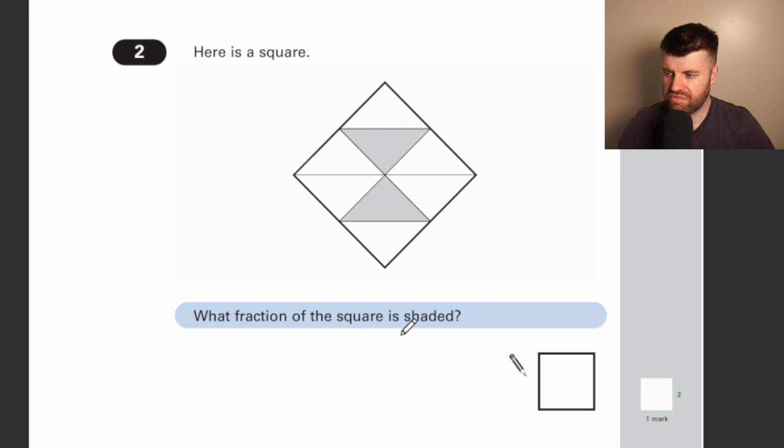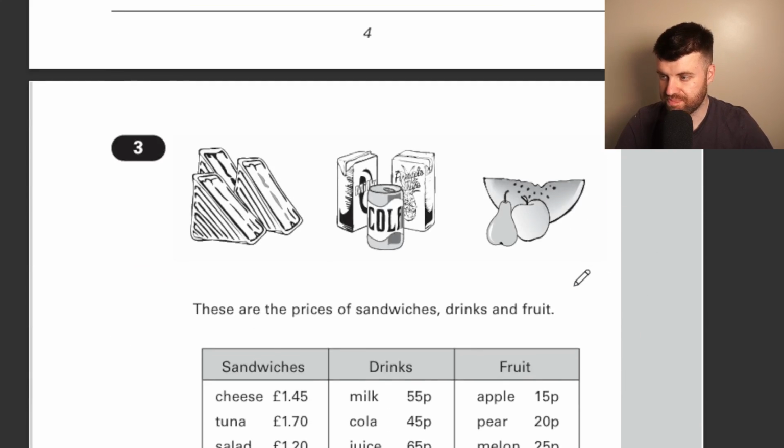Here's a square. What fraction of the square is shaded? Very simple. 2 parts shaded, so the numerator is going to be 2. Out of how many parts altogether? It's not 6, even though there are 6 white pieces. You have to count all of the pieces for the denominator, including the shaded ones. So there are 8 pieces altogether. 2 eighths is an answer that will give you 1 mark. You could also have written 1/4, as that's an equivalent fraction.